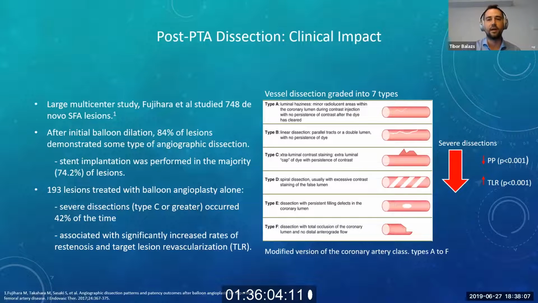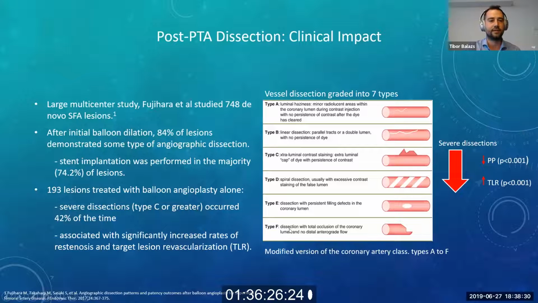So there's a clinical impact with these dissections. It was investigated by the large multicenter study by Fujihara with almost 750 lesions. After initial balloon angioplasty, there was dissection in 84% of cases. These dissections were graded into 7 types.